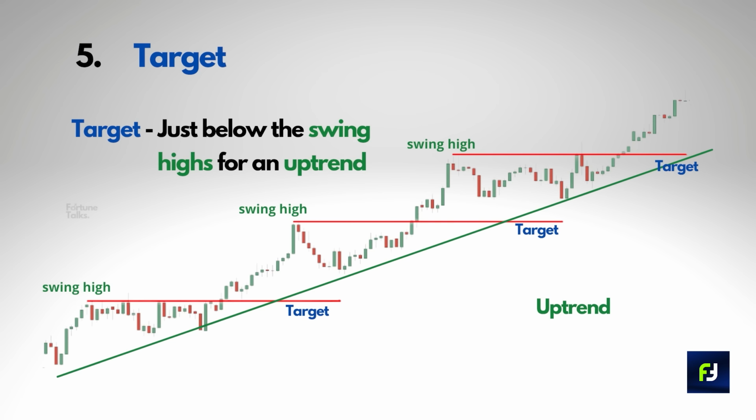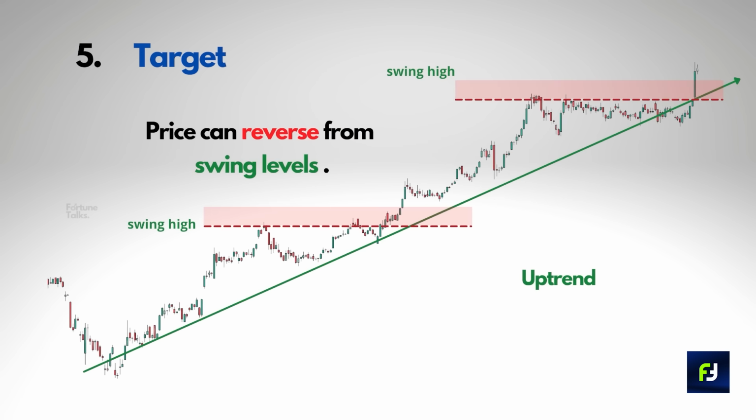And you can ask me, why not after the swing high? Or why not at the swing high? Or why not at the resistance level? The simple reason being, swing highs and lows, supports and resistances are not specific levels on the chart. Instead, they are areas or zones on your chart.